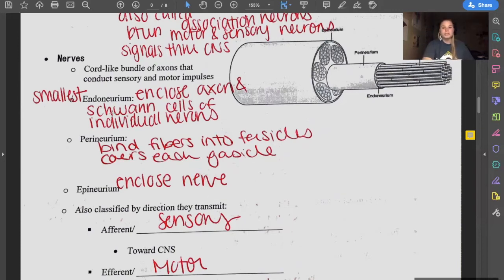So our smallest is our endoneurium. It encloses the axon and Schwann cells of individual neurons. So it's the smallest covering. And then we have the perineurium, which binds fibers into fascicles, and it covers each fascicle. So it covers each whole fascicle, which is this. Okay, oops. And then we have our epineurium, which encloses the whole nerve. It encloses lots of fascicles and it's our entire nerve, right?